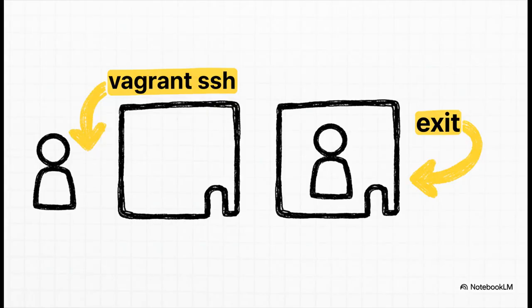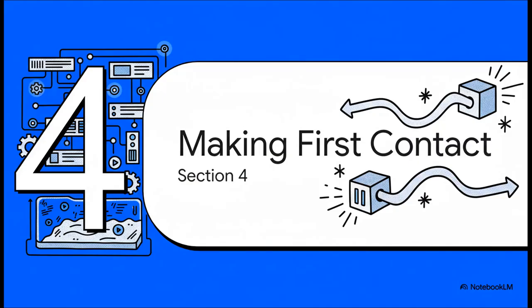Now, to prove our little lab is up and running, we just need to log in. Type vagrant ssh, and boom, you are dropped right into the command line of your new virtual machine. Pretty cool, right? Just go ahead and type exit to come back out. Our sandbox is officially ready for action. Okay, let's do a quick status check. Our Ansible control center is online. Our virtual sandbox is up and running. So now it's time for the moment of truth, making first contact.